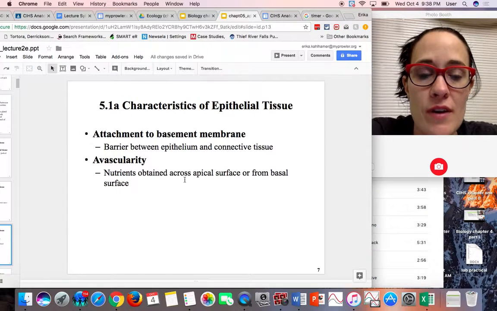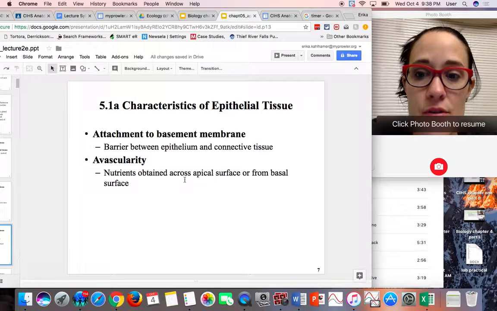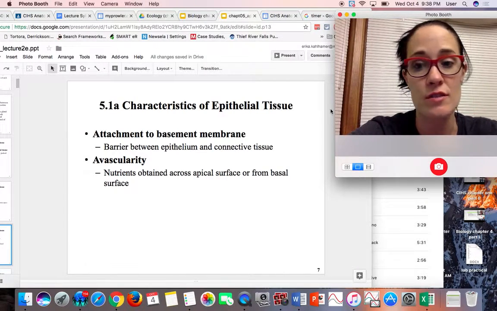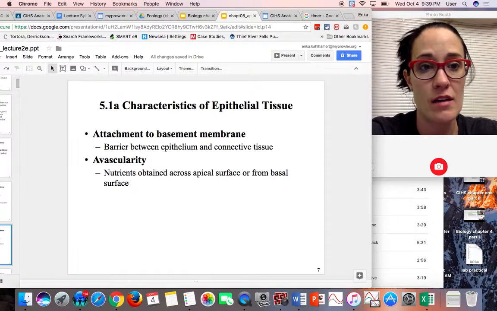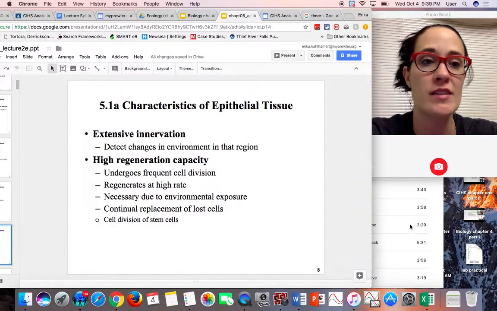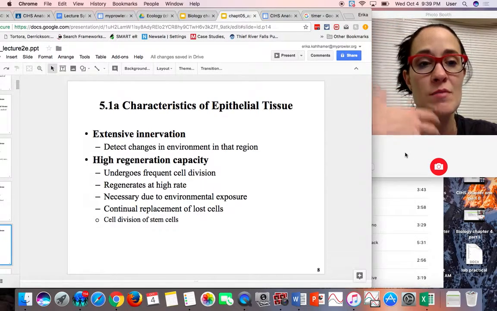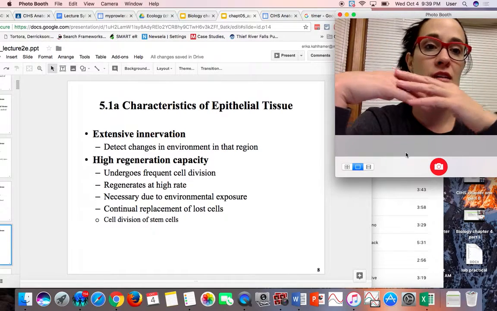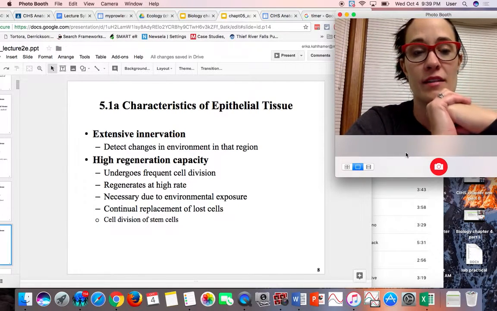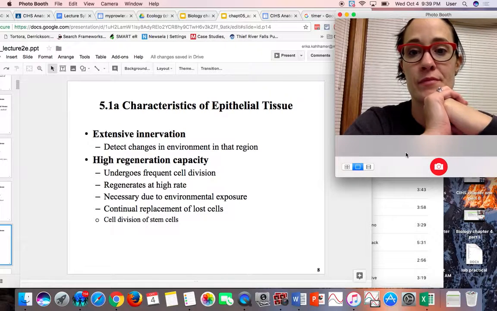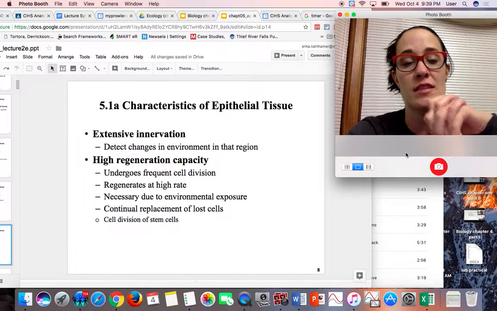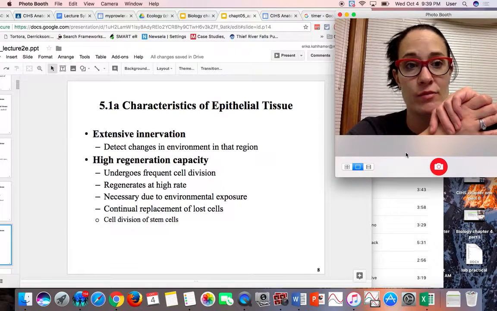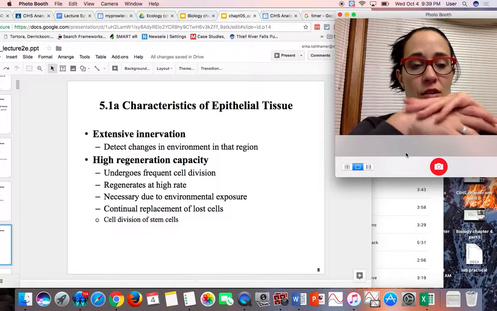This is an important term. Avascular just means without blood vessels. Epithelial tissue does not have a great amount of vasculature, so blood supply is lacking. But it does have extensive innervation. It can respond to stimuli and sense things. The best way to think about it is think about your skin. You can detect hot, cold, pain, for example. And it also has a high regeneration capacity, so it can replace cells as needed, when needed, and at a high rate. Your skin cells you need to replace often.